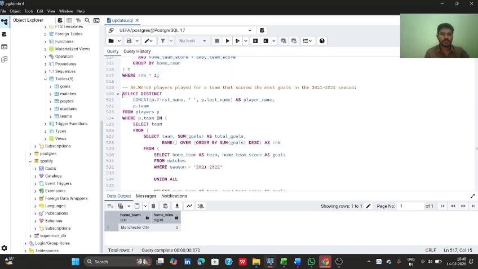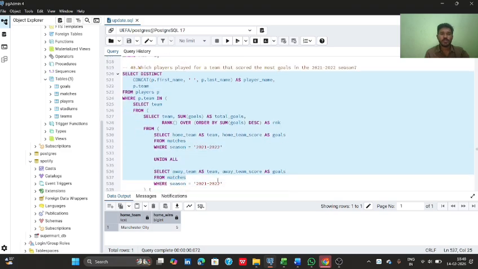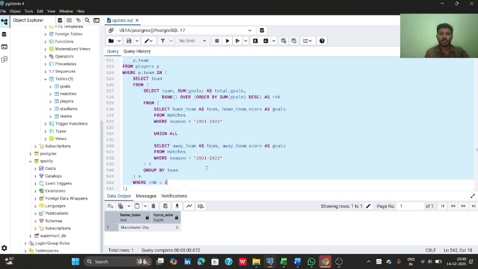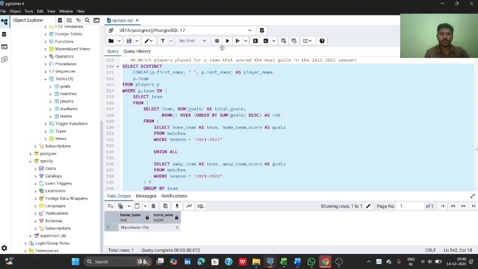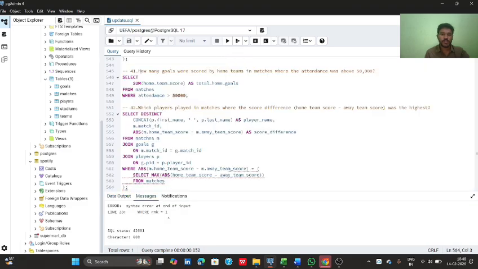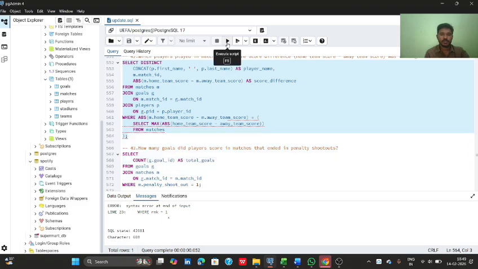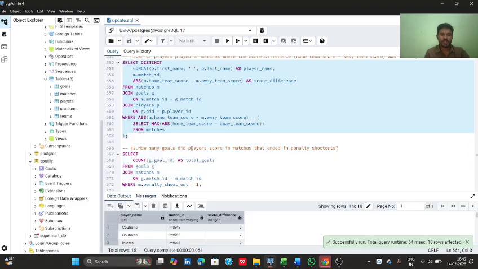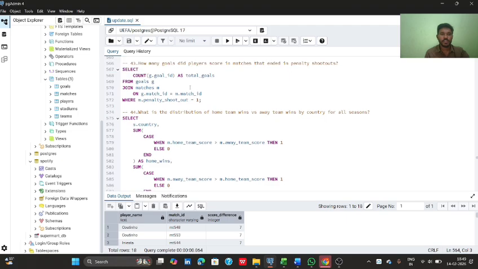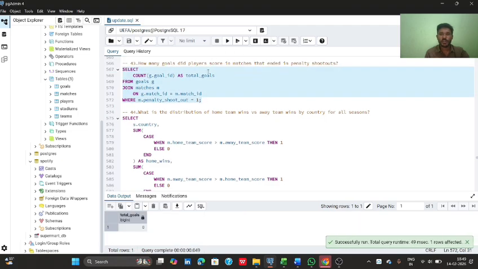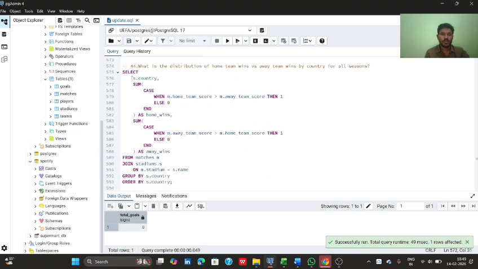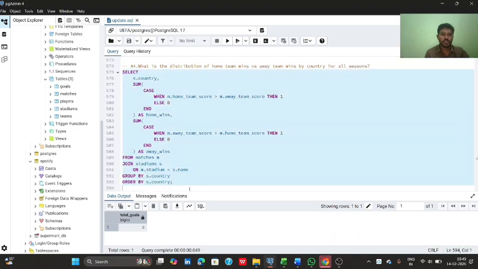Next one is, which player played for the team that scored the most goals in the 2021 to 2022 season? Here I am executing this one. Yeah, this is the answer, score difference. Next one is, how many goals did players score in the matches that ended in penalty shootouts? It's zero.